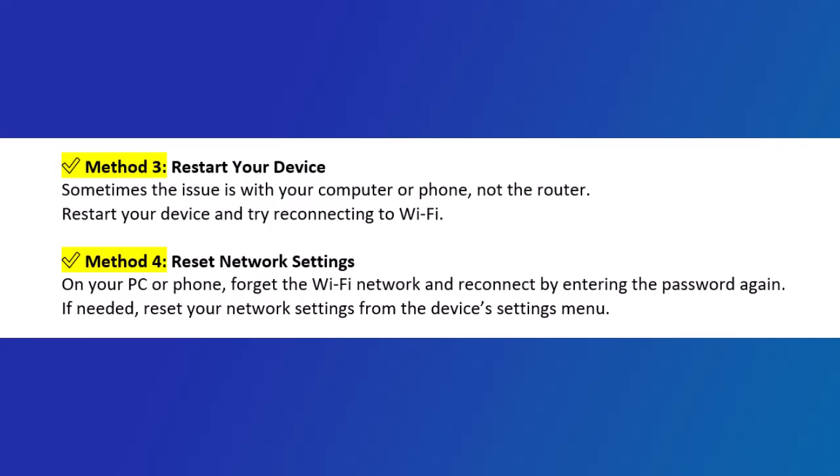Method 4, reset network settings. On your PC or phone, forget the Wi-Fi network and reconnect by entering the password again. If needed, reset your network settings from the device's settings menu.